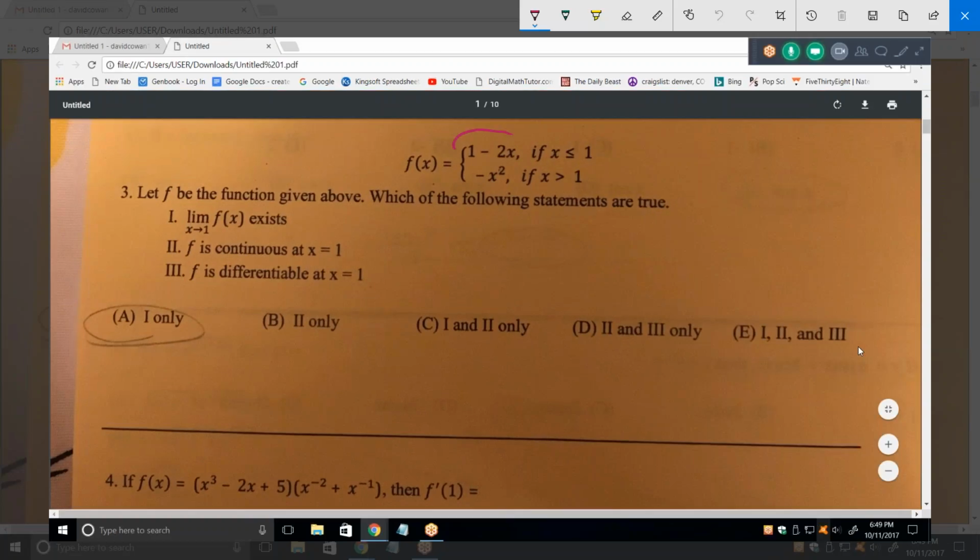In other words, we're going to use that function right there as we approach 1 from the left. Well, what's that limit? It would be negative 1. Now, when we approach it from the right, we're going to use this function. And that would be negative 1 also. So the limit from the left is the same as the limit from the right. Therefore, we can at least say that that's true. The limit exists.